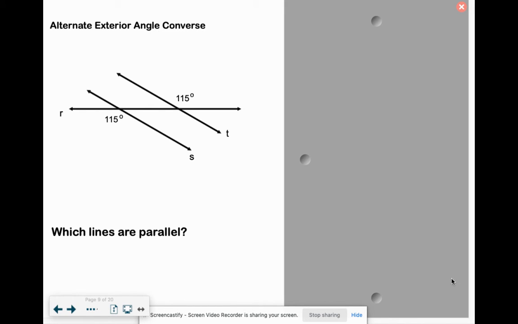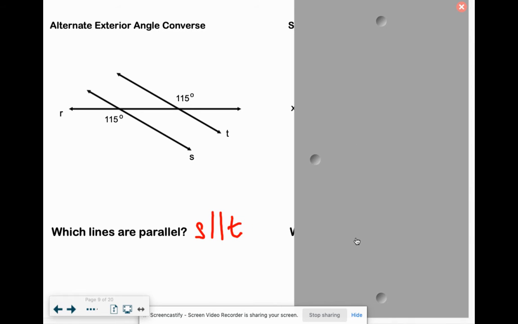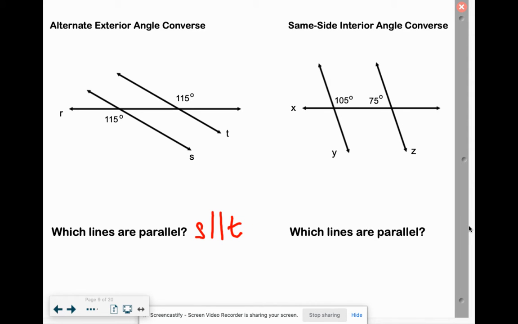Okay, now we have alternate exterior angles. And remember, alternate exterior, you want them to be equal, which we have here. So now which lines would be parallel? S and T, yep. And then remember, our only odd man out is the same side interior, and we want them to be what? 180. Do these two add to 180? So what lines are parallel? Y is parallel to Z.